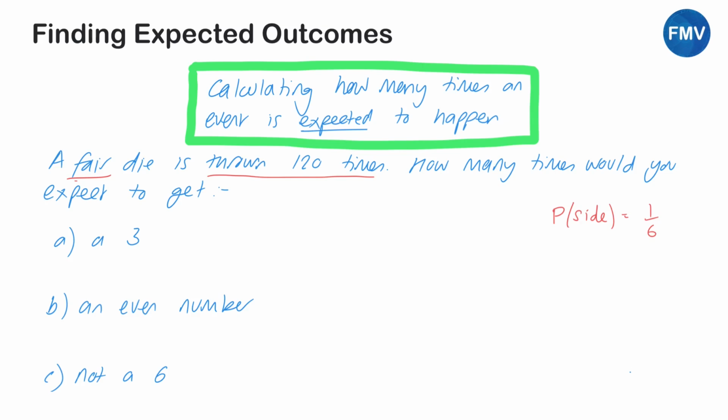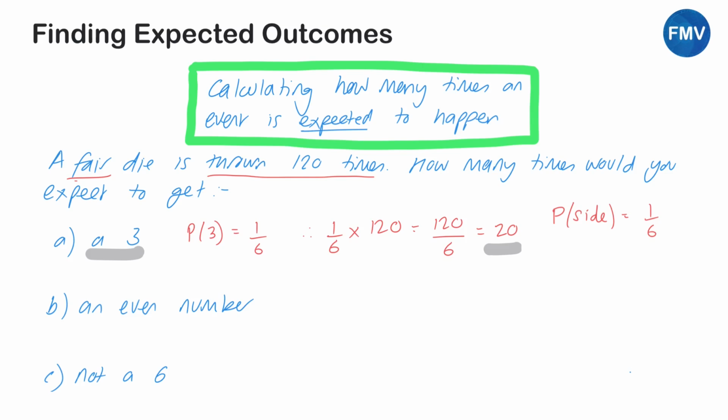So what we do here is we have the probability of getting a 3 is equal to 1 out of 6. Therefore, the number of expected outcomes is 1/6 multiplied by 120 throws. That's just 120 over 6, which gives us 20. So we would expect a 3 to occur 20 times in 120 throws. Let's look at the second question.